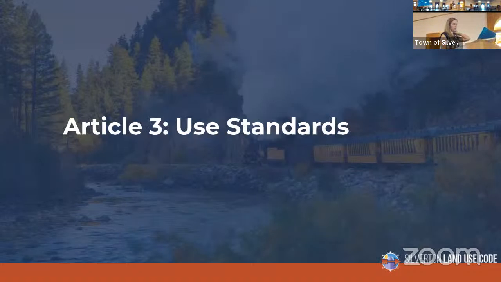Okay, moving into Article 3, which is the use standards. The use standards of a code determine where certain land uses and businesses can be located in the town. The land use code helps identify those land uses that are most compatible with the character and physical environment of specific areas. Next slide, please.